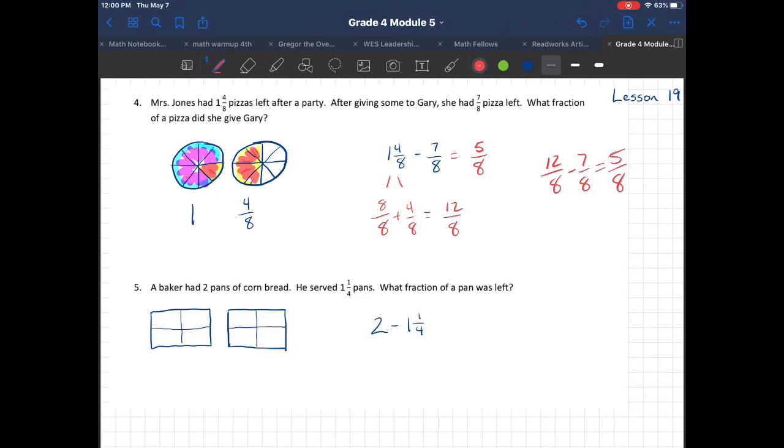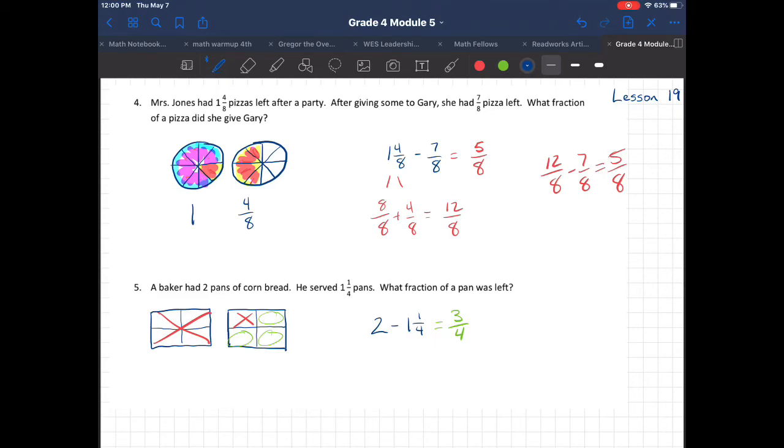Number 5, a baker had 2 pans of cornbread. I drew my 2 pans of cornbread. He served 1 1/4 of the pans, so he served 1 whole pan and 1/4 of the pan. What fraction of the pan was left? Well, I can see that all of this was left, so it looks like 3/4 of a pan was left.